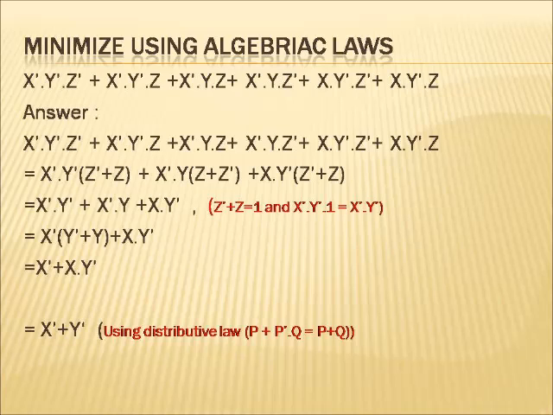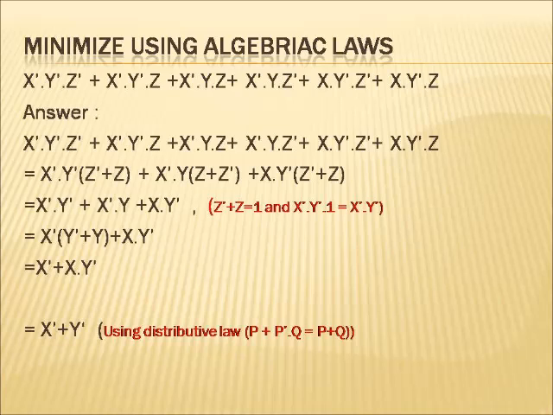First we write the expression as it is. Then we look for anything in common. When we consider the first and second product terms, x bar dot y bar is common, so we can write it as x bar dot y bar (z bar plus z). Then for the third and fourth, x bar dot y is common, so x bar dot y (z plus z bar). And for the fifth and sixth, x dot y bar is common, so we can write it as x dot y bar (z bar plus z).